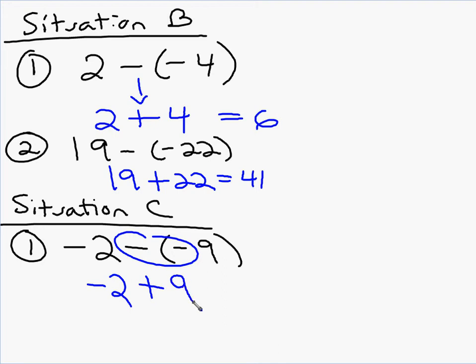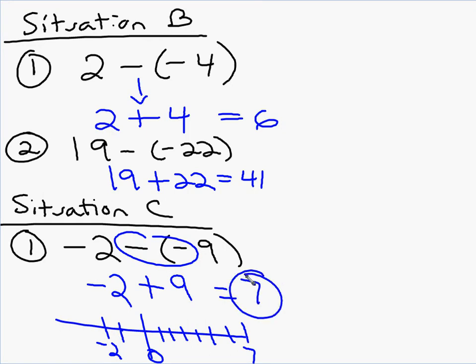Now let's think of our number line. Here's 0. If I start at negative 2 and add 9, which direction do I go? To the right 9 units from here. 1, 2, 3, 4, 5, 6, 7, 8, 9, I will be at 7. Okay? Negative 2 plus 9 is 7.